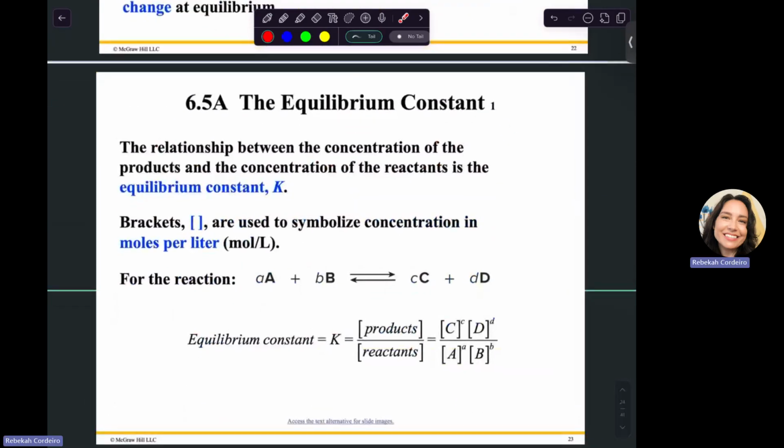When you're at equilibrium, so when you get to this state where the amount produced and the amount going in reverse are the same, and the amounts of reactants and products are no longer changing, then we can come up with this constant, equilibrium constant K. So K is a capital K. It's an equilibrium constant. That's just the letter that it is. And we use brackets to symbolize concentration.